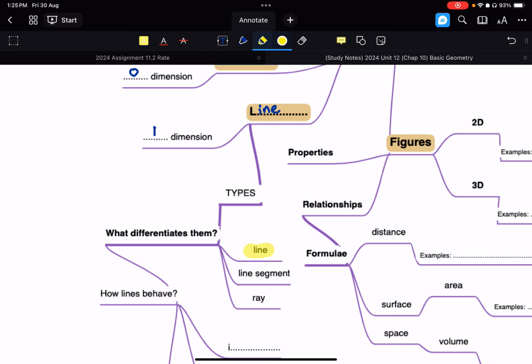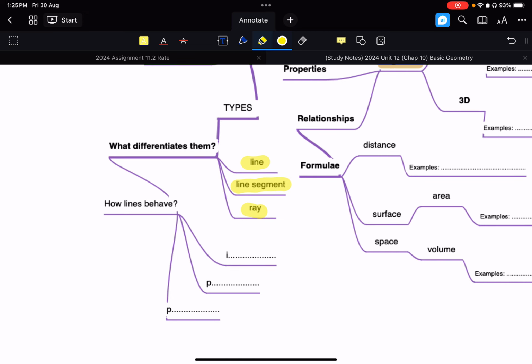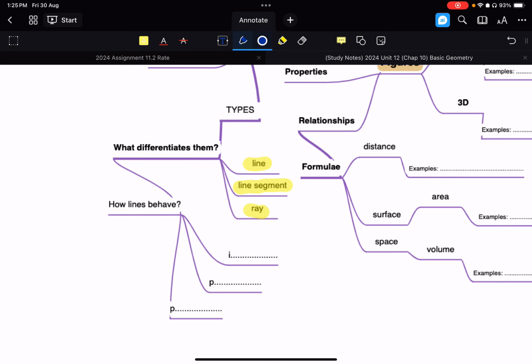It goes on forever. Then when we want to denote a line with a starting point and ending point, we have the line segment. And finally, there are many lines in our natural world that have a starting point but no ending point. These we call rays, okay? So how do lines behave, right? When two lines interact with each other, we say that they intersect, right?